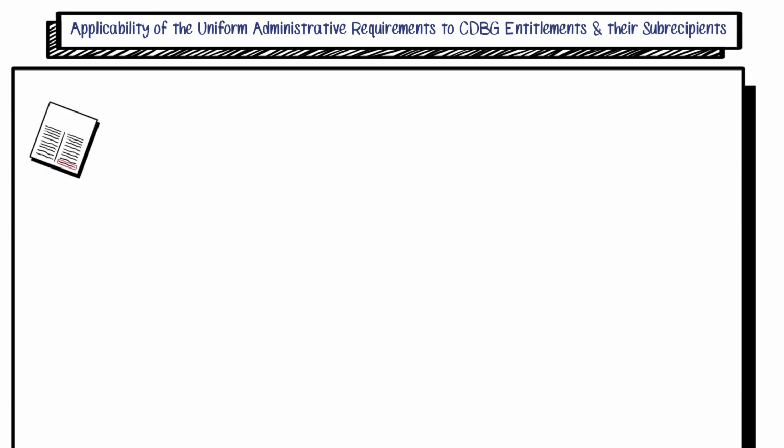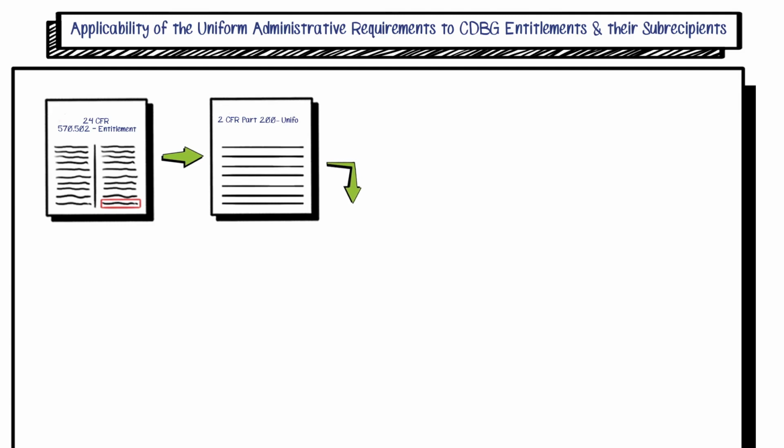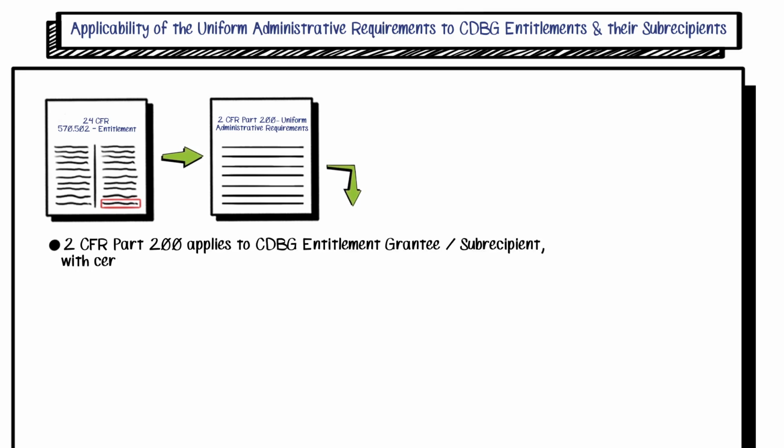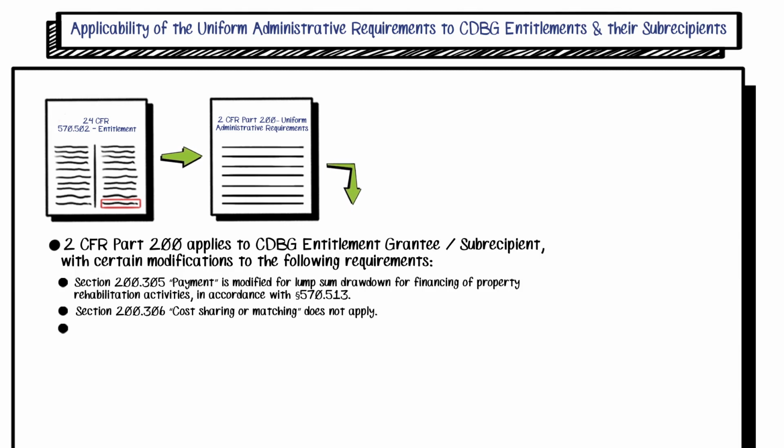The Office of Management and Budget issued the Uniform Administrative Requirements, Cost Principles, and Audit Requirements at 2 CFR Part 200 to establish consistent regulatory requirements for all federal grants. However, the regulations for each federal grant specify the sections of 2 CFR Part 200 that are applicable to a particular source of funds. The CDBG regulations at 24 CFR Part 570 establish the sections that are applicable to CDBG entitlement grants and to the state CDBG program and make certain modifications.